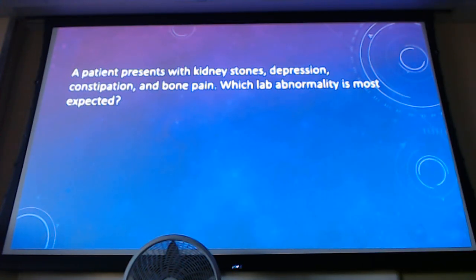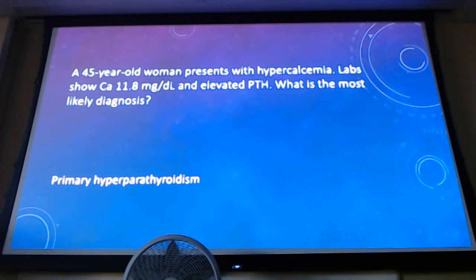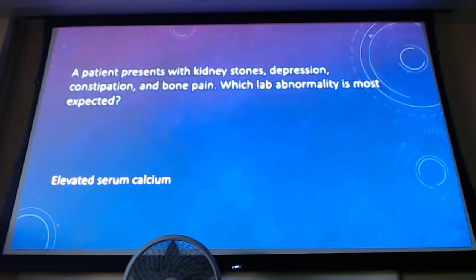Okay. Patient presents with kidney stones, depression, constipation, and bone pain. What lab abnormality is most likely to be expected? Hypercalcemia. We don't know what the PTH is, but what is the diagnosis other than serum calcium being elevated? What does that lead to? Hyperparathyroidism, right? But we can't decide whether it's primary or secondary because we don't have the PTH.